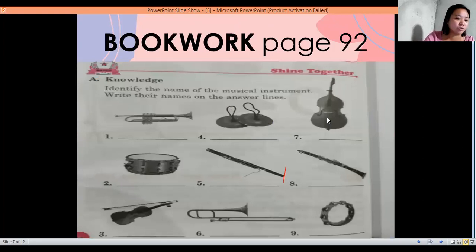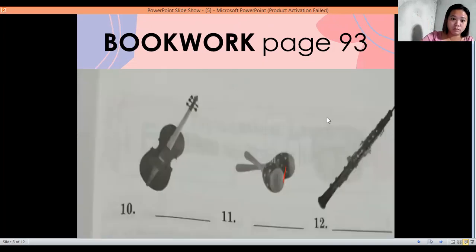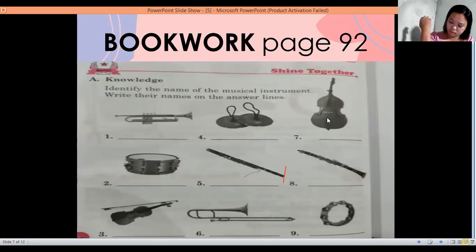Okay, so please get your book, open it to page 92. Page 92. Okay, are you there now, MAPEH book? Here you are going to identify the name of the musical instrument and write their names on the answer lines. So please answer number one. What is this instrument? It's under the brass wind instruments.